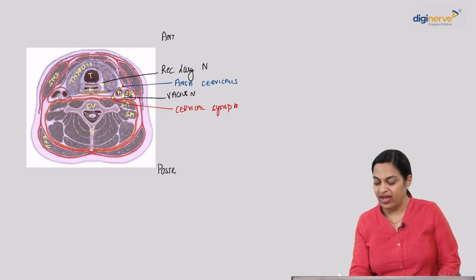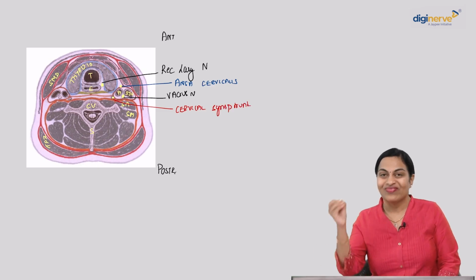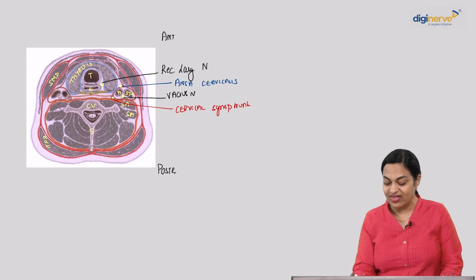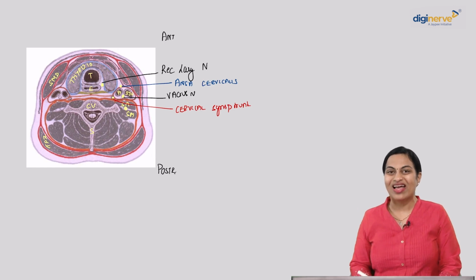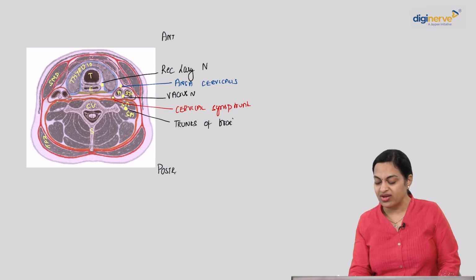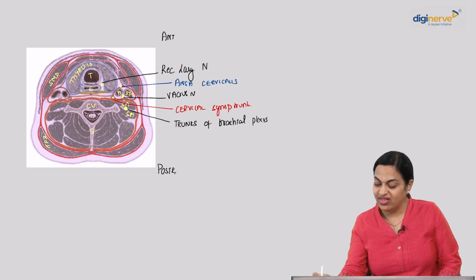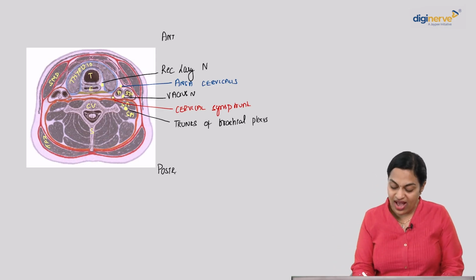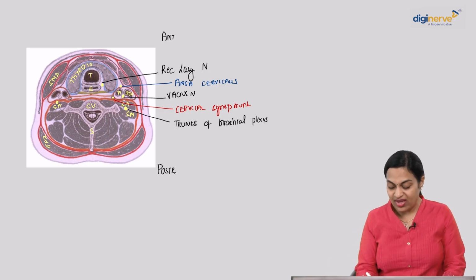And to add a few more, between the scalenus anterior in front and scalenus medius behind, we get to see the trunks of the brachial plexus in the posterior triangle of the neck, isn't it? And this nerve that you see running anterior to scalenus anterior, yes, come on, who can tell me? It is the phrenic nerve.